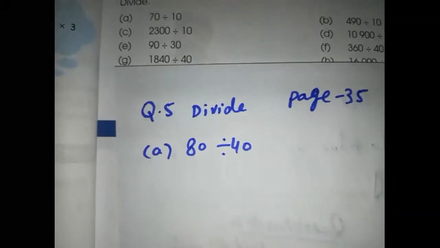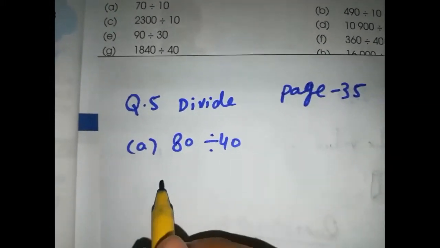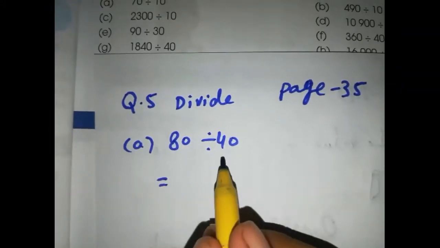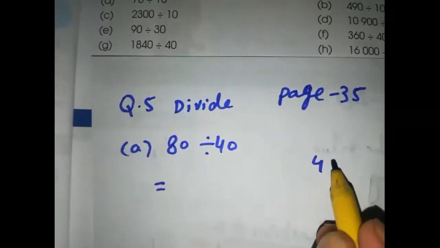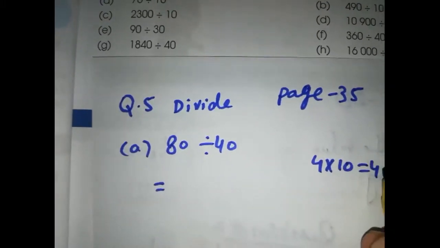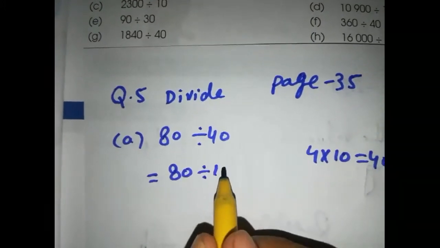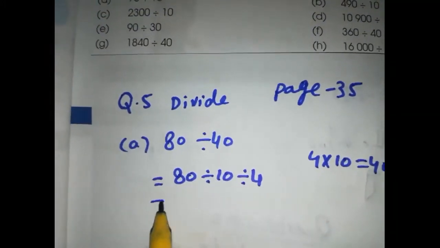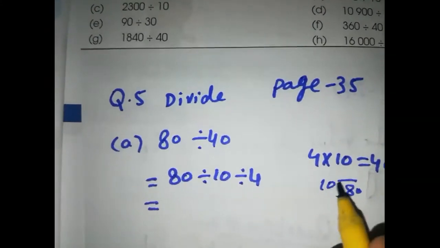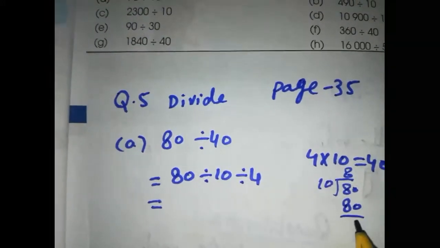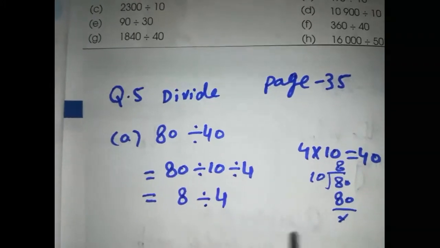Question number 5, divide. Part A is 80 divided by 40. So I will break 40 as 4 and 10. So I will write 80 divided by 10 divided by 4. Initially I will divide 80 by 10. We divide 80 by 10, we will get answer 8 divided by 4 as it is.